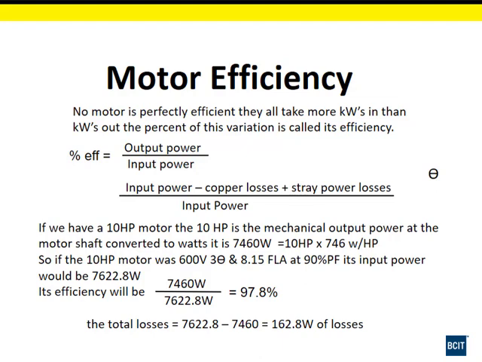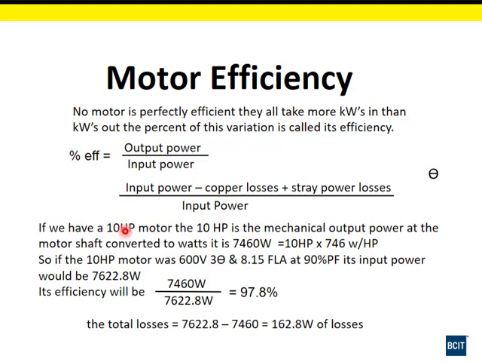Now the output power is the total input power minus all the copper and stray power losses. Okay, so copper losses are going to be resistance and some eddy current losses, and then stray power losses are going to be heat and frictional losses in the motor. Now, input power, we know what input power is, that's what's doing the work, that's what's going in on the electrical side. Output power, that's the horsepower, that's the mechanical output power we have.